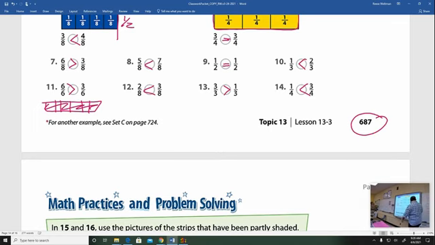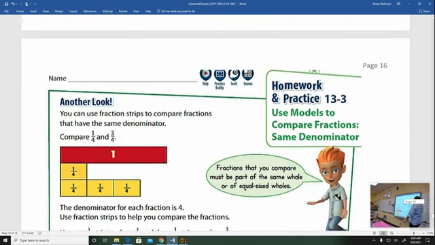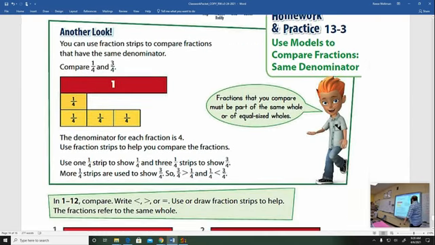Make sense? No. I'm just trying. Okay, I understand. Okay, guys, let's skip over to this one first, and then we'll come back to the other one. This is the homework and practice page. Esther.